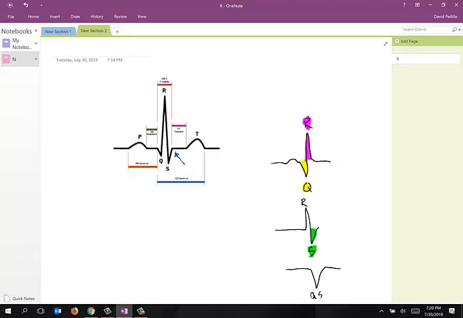J point is considered the point where the S wave turns and goes back towards isoelectric. Now again, we may not always have an S wave, so it can also be the area where the R wave turns back towards isoelectric. So the J point is that moment when the complex seems to terminate and the waveform begins to go back towards isoelectric. And so the area that we want to know about is J point, right, this red dot, plus 40 milliseconds, or one small box.